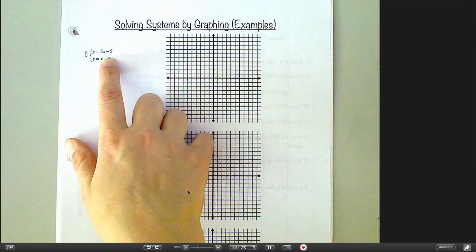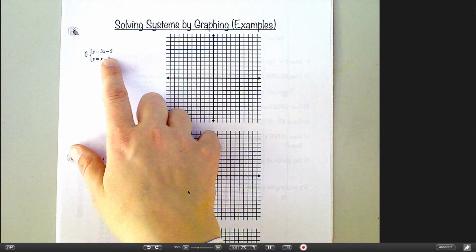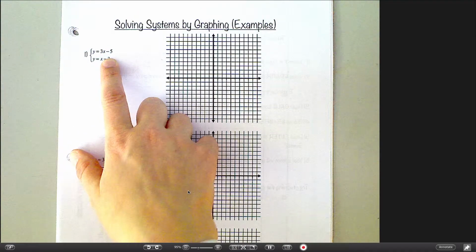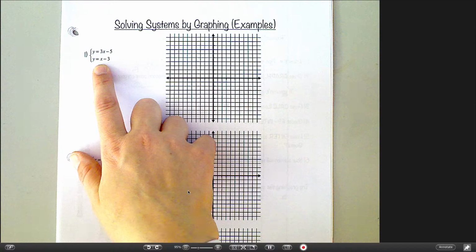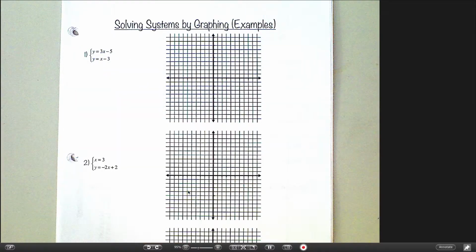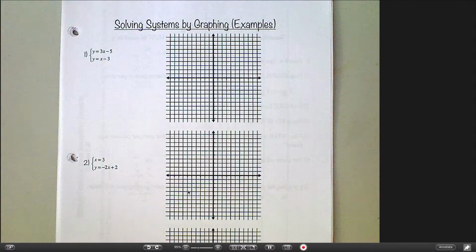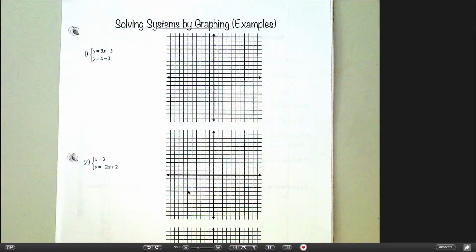So I could graph this and find a whole bunch of solutions to this. I could graph this and find a whole bunch of solutions to that. The solution to the system is the one point that they both have in common, when I graph these two lines. What is that going to look like on a graph when two lines have one point in common?